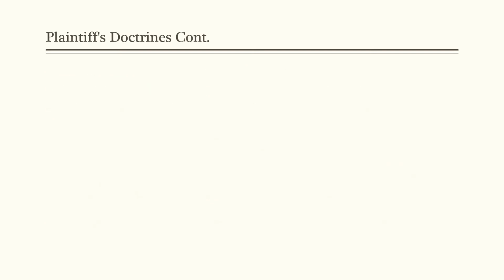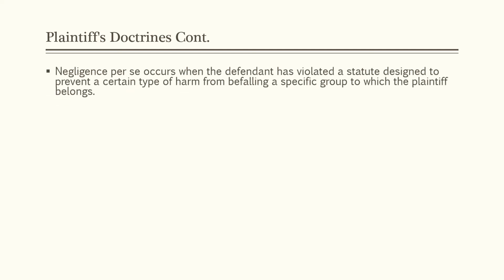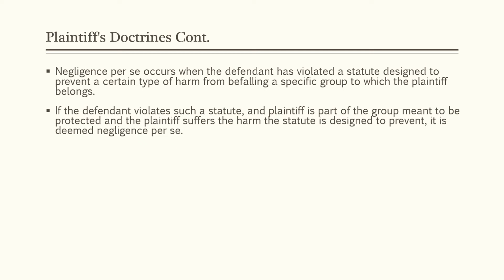Negligence per se is another doctrine that will help a plaintiff in their negligence lawsuit. Negligence per se occurs when the defendant has violated a statute designed to prevent a certain type of harm from befalling a specific group to which the plaintiff belongs. If the defendant violates the statute, the plaintiff is part of the group meant to be protected, and the plaintiff suffers harm the statute is designed to prevent, it is deemed negligence per se. Therefore, if there's negligence per se, the plaintiff does not have to prove the duty of care.